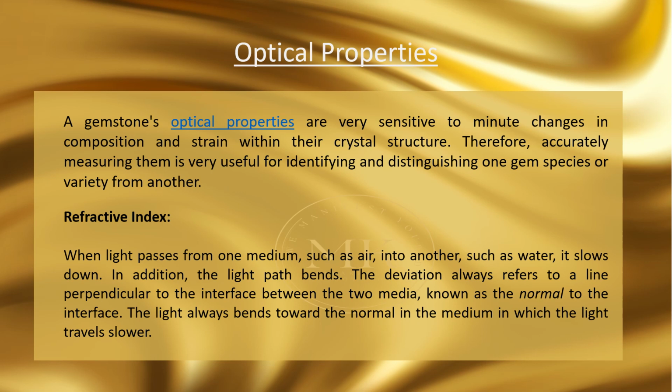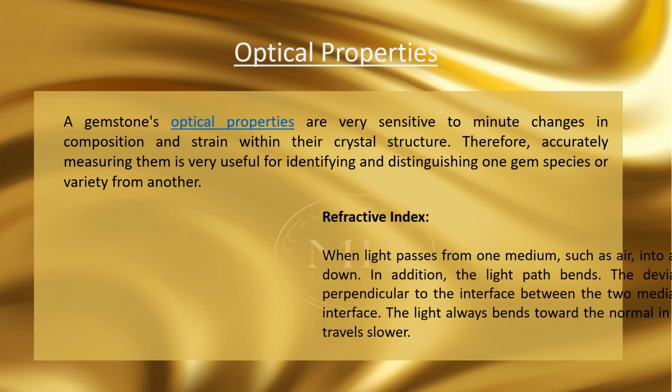Second is refractive index. When light passes from one medium, such as air, into another, such as water, it slows down. In addition, the light path bends. The deviation always refers to a line perpendicular to the interface between the two media, known as the normal to the interface. The light always bends towards the normal in the medium in which the light travels slower.